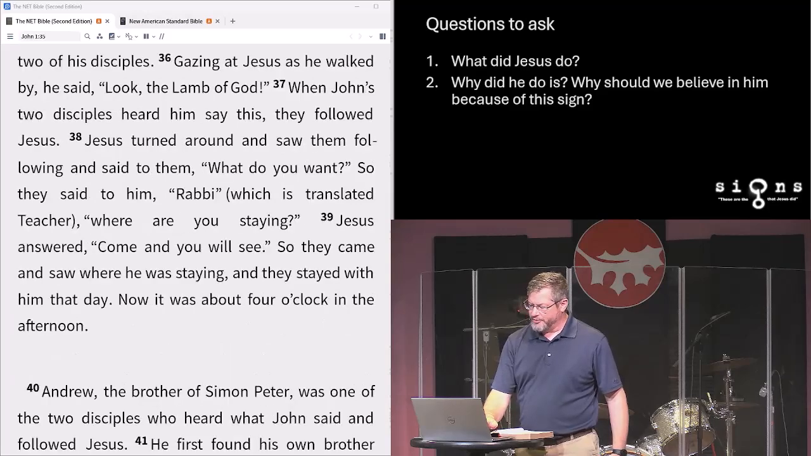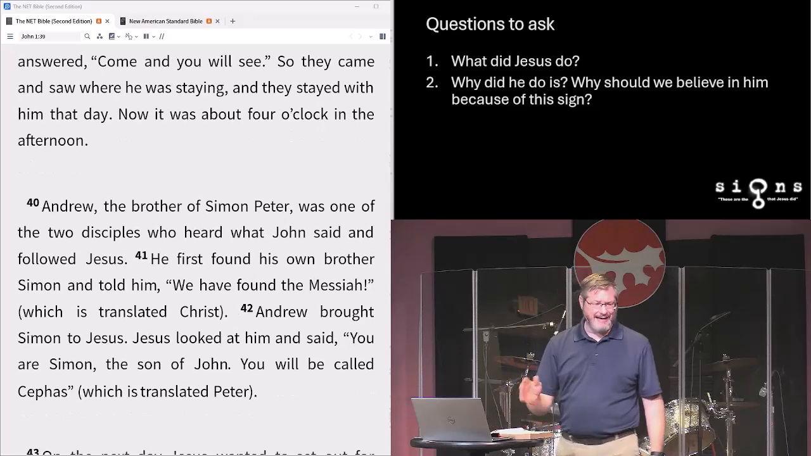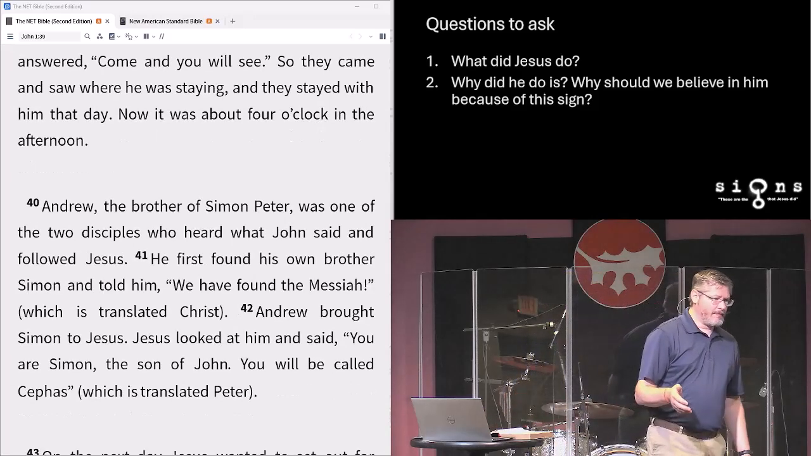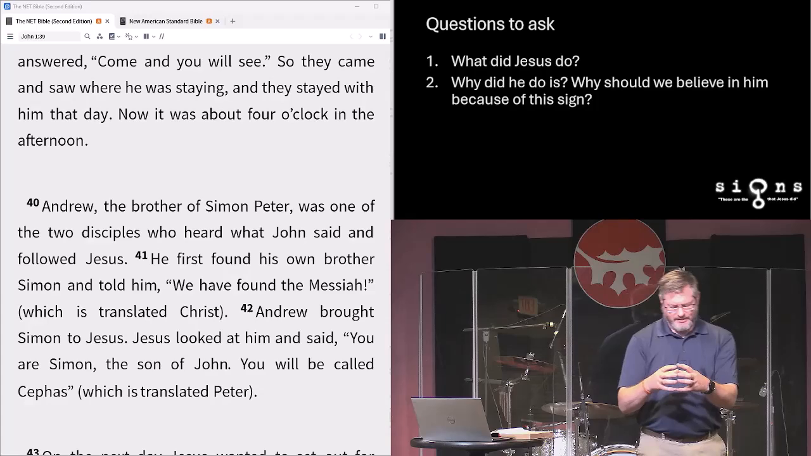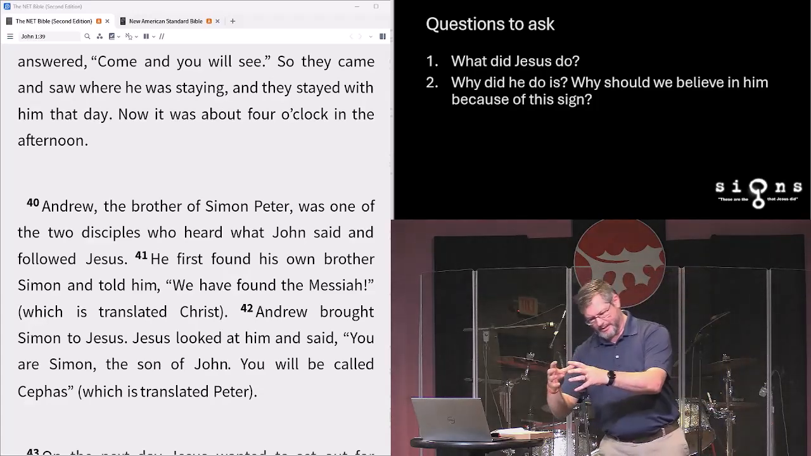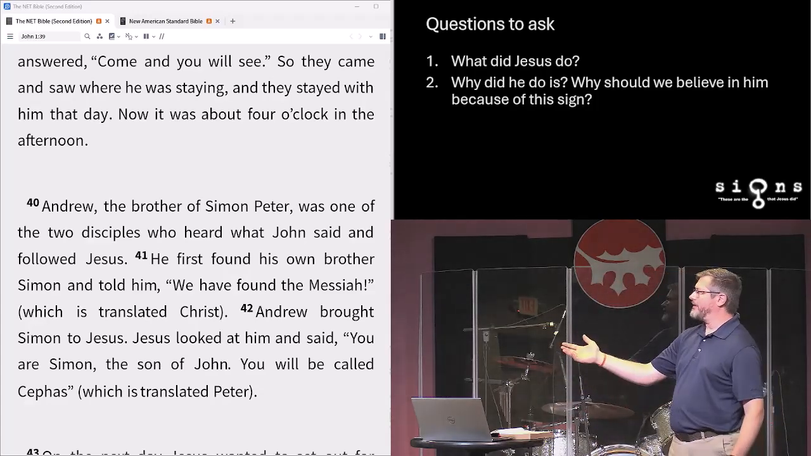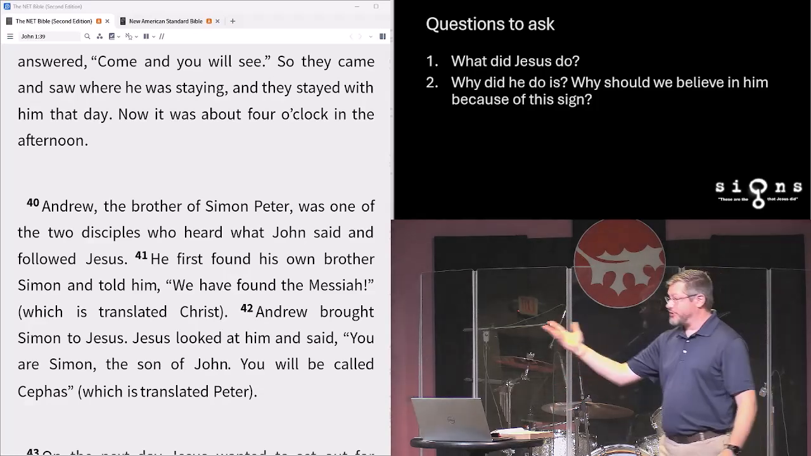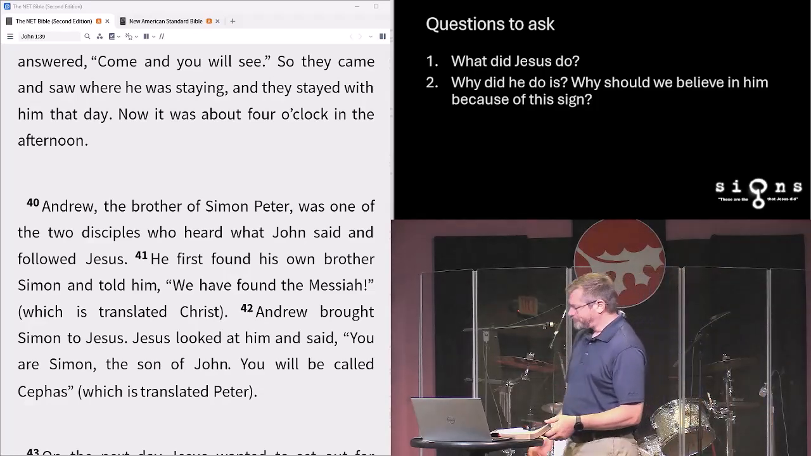Depending on some of your translations, it might say it was about 10 o'clock. It was the 10th hour. Okay, and so it says it was the 10th hour. Some people read that as 10 o'clock in the morning. Some people read it as 4 o'clock in the afternoon. The NET translation shows 4 o'clock in the afternoon.